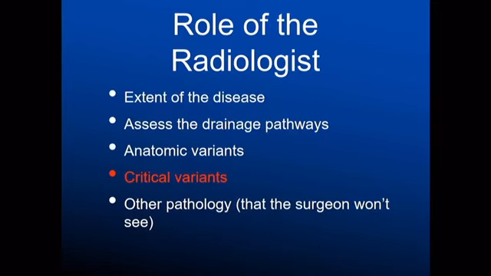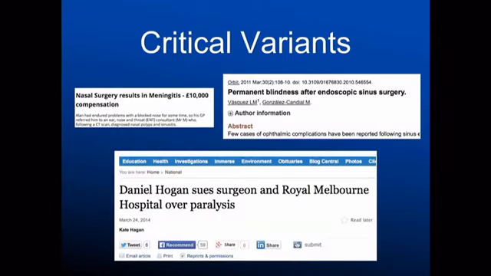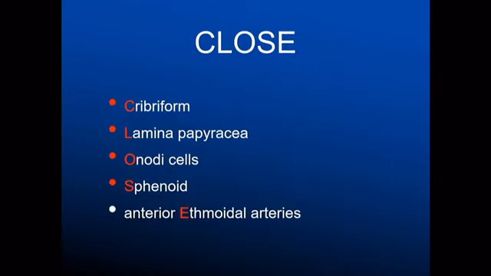Really, there are just a few critical variants that you need to be aware of that are going to contribute to disease, and also because they're going to get the surgeon into trouble. So we all want to make sure our surgeons or husbands don't end up in the paper. There are lots of cases of meningitis as a result of complications of FESS, patients who have become blind after endoscopic surgery. So it's really important that the surgeon and the radiologist are aware of these variants.